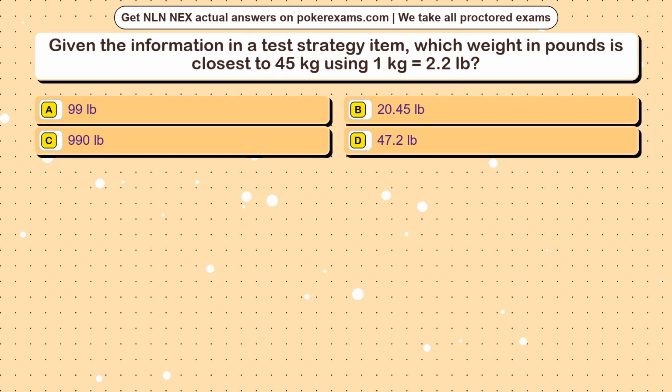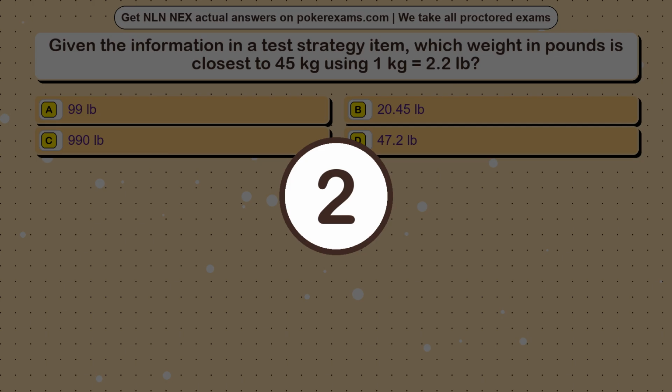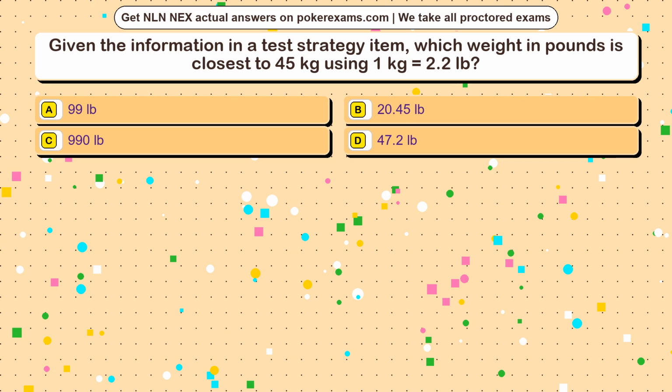Question 6. Given the information in a test strategy item, which weight in pounds is closest to 45 kilograms using 1 kilogram equals 2.2 pounds? Option A, 99 pounds. Option B, 20.45 pounds. Option C, 990 pounds. Option D, 47.2 pounds. The correct answer is option.